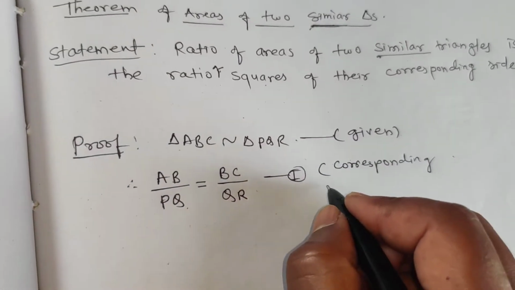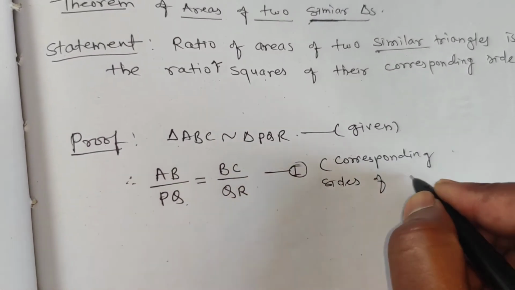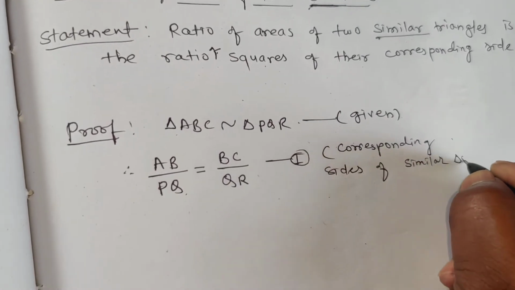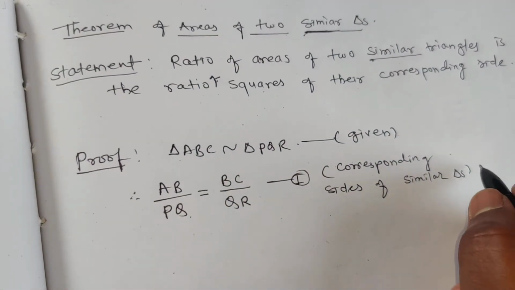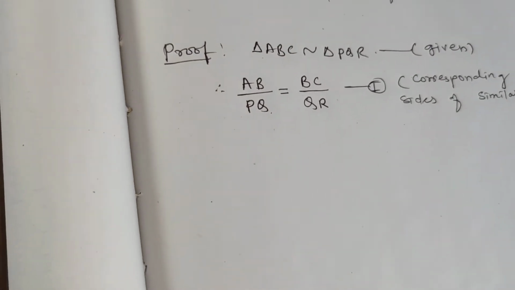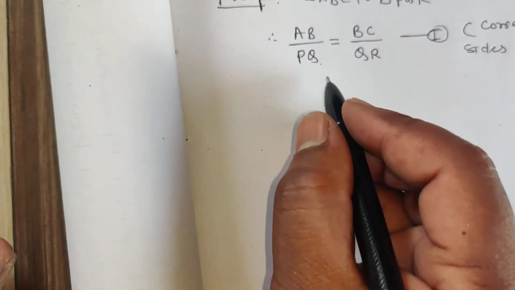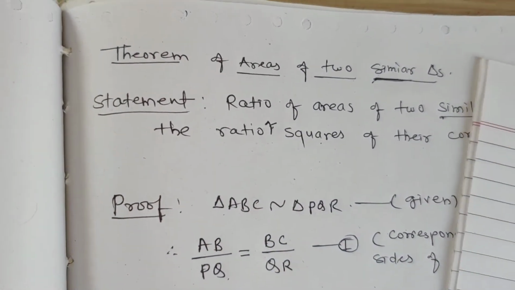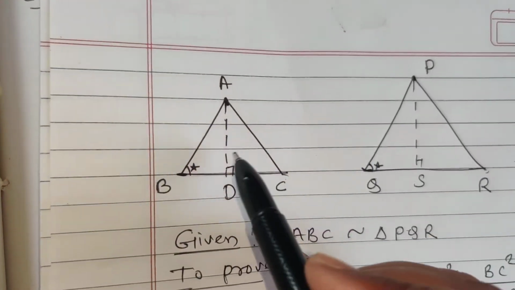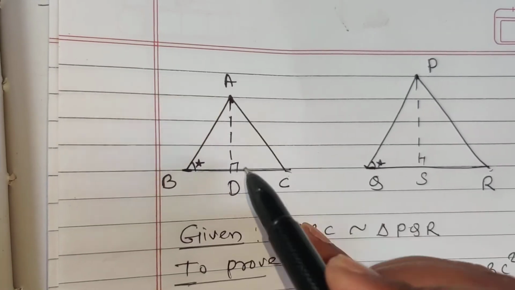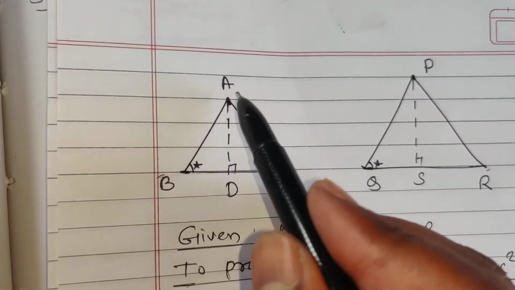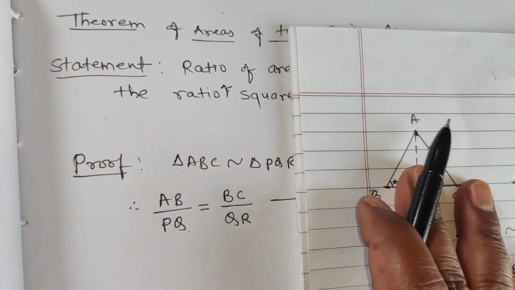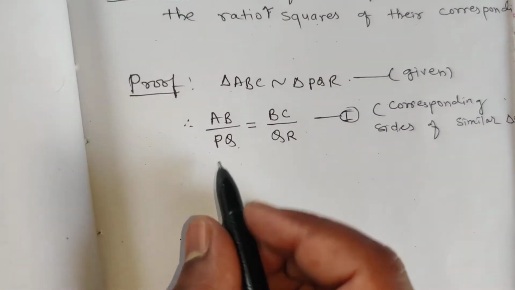Reason: corresponding sides of similar triangles, because we know that the corresponding sides of two similar triangles are proportional. Then, by this construction, we can find two other triangles, triangle ABD and triangle PQS. So we can prove some things in those triangles.